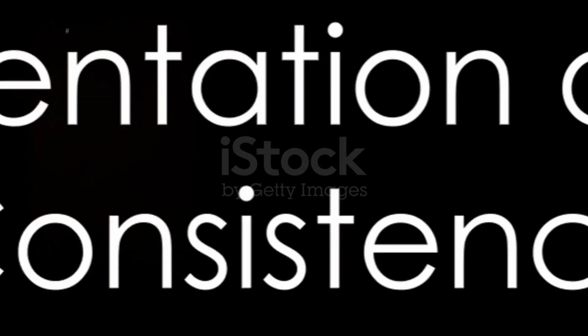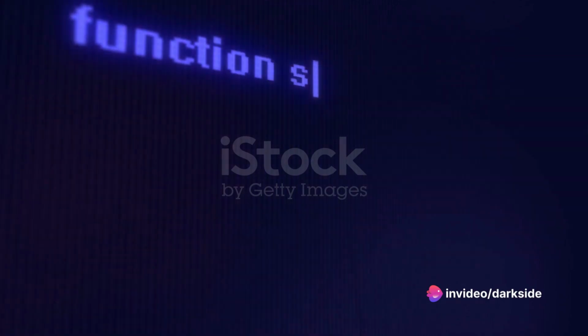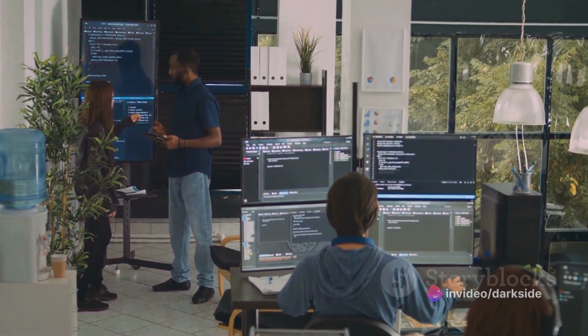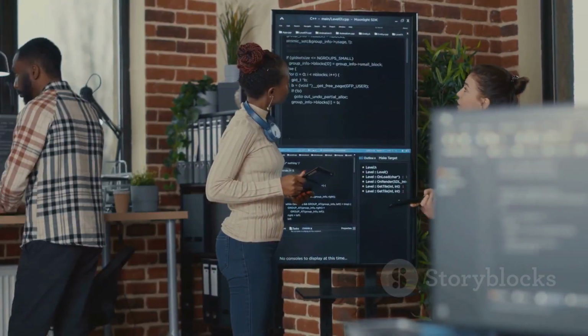For instance, PEP 8 suggests using 4 spaces per indentation level. It also advises against using tabs for indentation. These rules help to keep your code consistent and readable, not just for you, but for anyone else who might read your code.